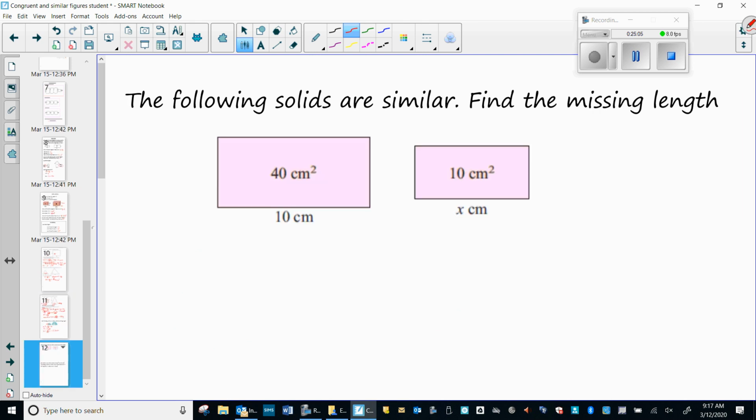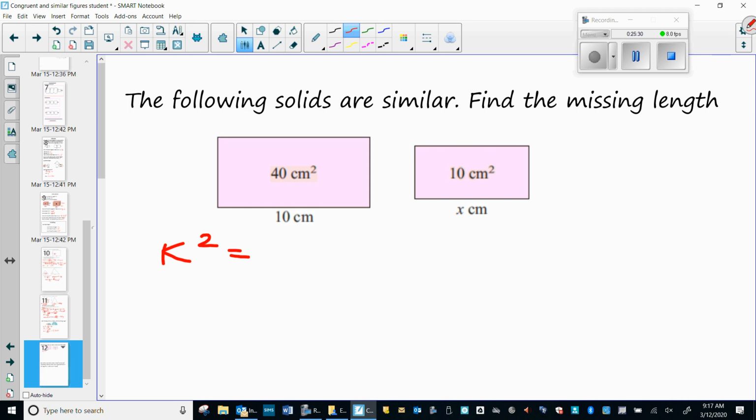Right, the following solids are similar. Find the missing length. So what information are we given on this? Be careful, which 2 pieces of information are we given? We're given area. So what information can we establish? K squared.